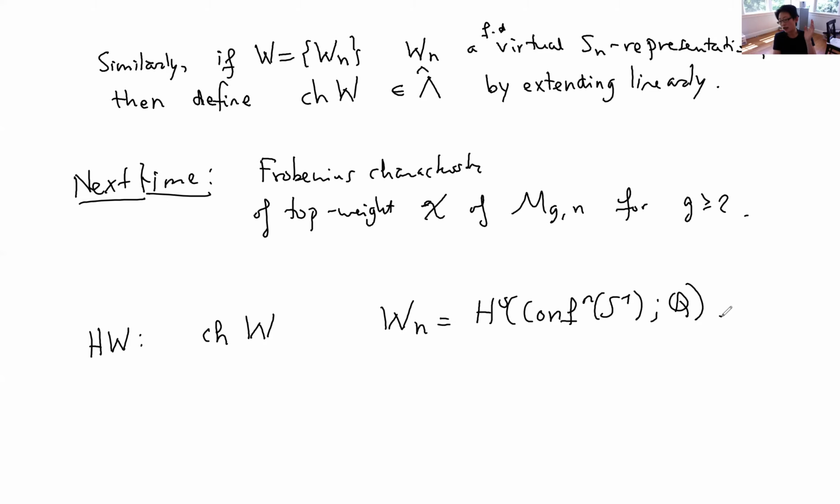Yes, that's right. Over all n, so you have to make sure to be in... oh, sorry. The question is, is ch of W the sum of all the ch's of Wn? Yeah. You just have to sort of make sure to pass to the degree completion of lambda to accommodate them all at once, so to speak.